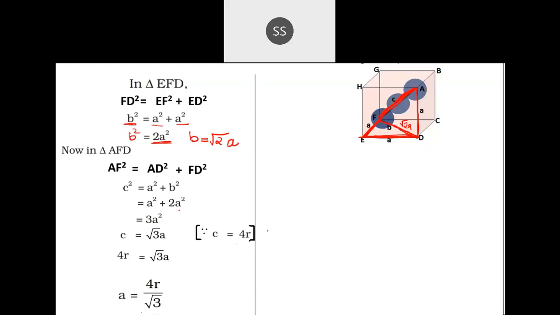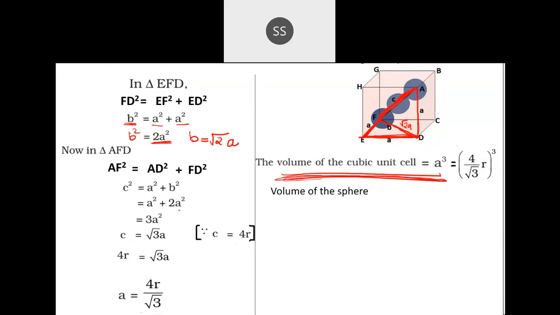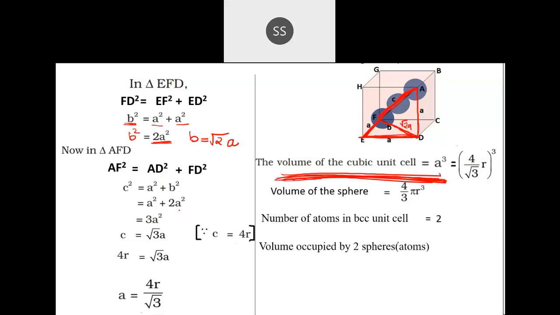Now cube it and find the volume of the cubic unit cell. So volume of cubic unit cell will be a cube, which is equal to (4r by root 3) the whole cube. This part is over, calculating the volume of the unit cell. Now come to the volume of the sphere. Volume of the sphere is 4 by 3 pi r cube, and the number of atoms in a body-centered unit cell is 2. So volume occupied by 2 spheres is 2 into 4 by 3 pi r cube, which comes out as 8 by 3 pi r cube.